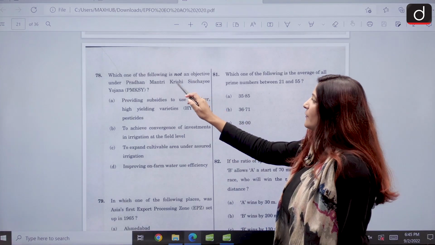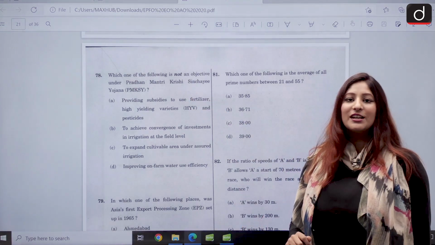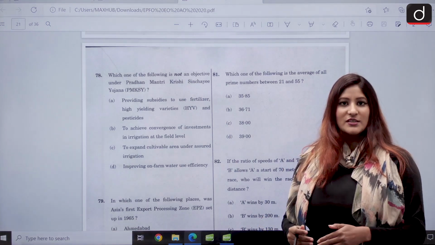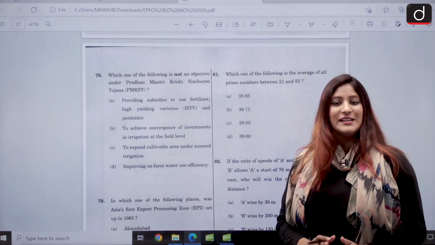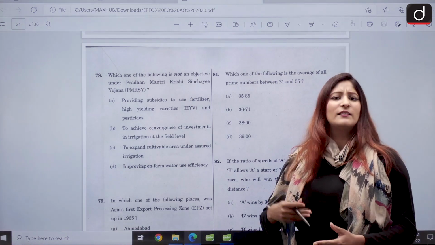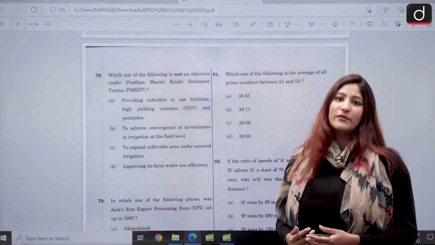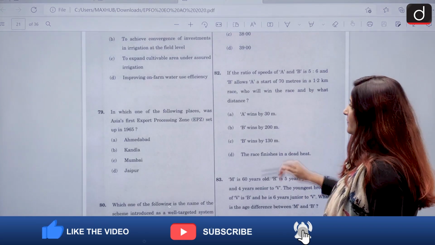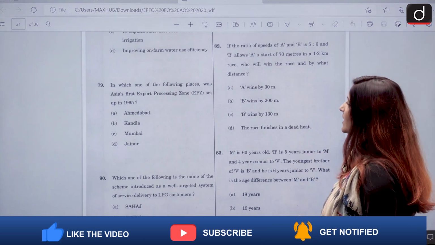Which of the following is not an objective of the Pradhan Mantri Krishi Sinchai Yojana? Important yojanas which have been launched in recent times or which have completed 5 years, 3 years, or 1 year are also very important. Okay, so know about them as well. Here, certain maths questions we have.